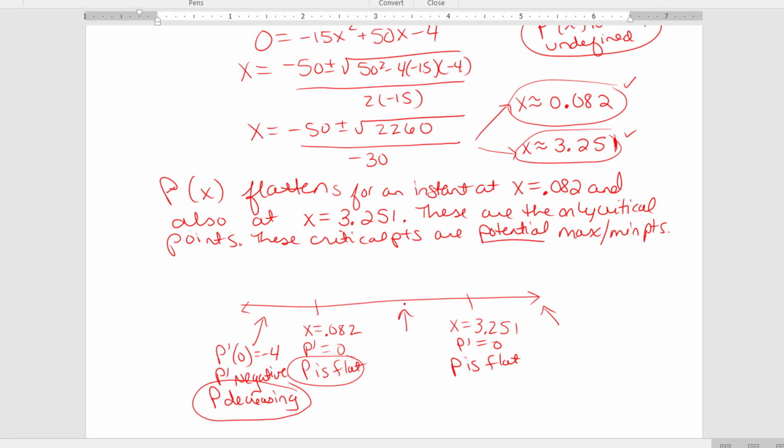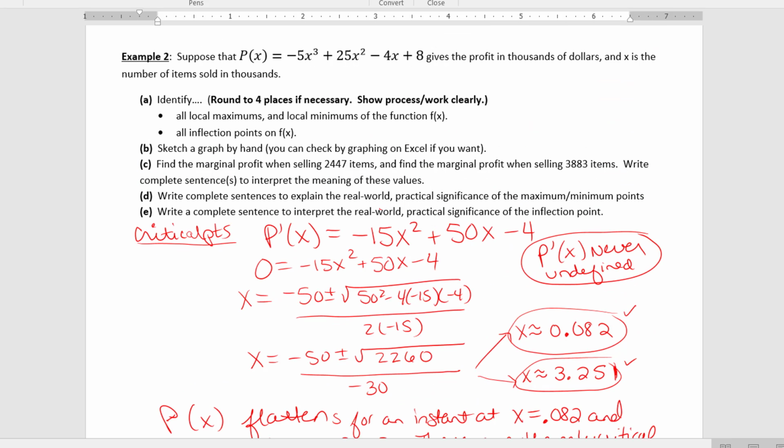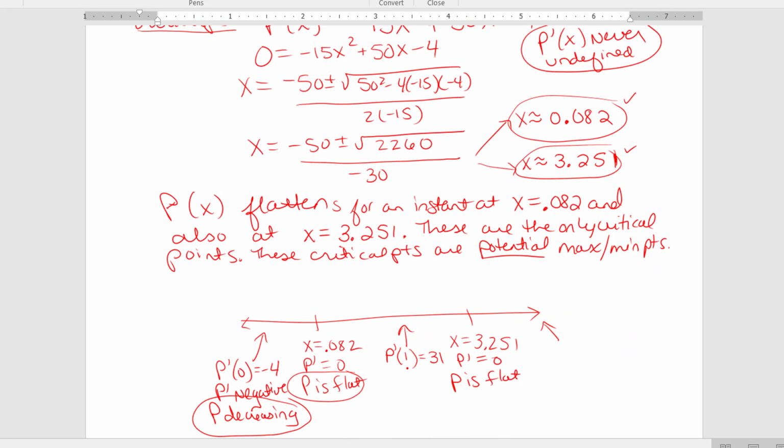On the interval between the critical points, I'm going to pick an x value. I'm just going to pick x equals 1. Plug x equals 1 into the derivative. P prime of 1 is 31. I don't care that it's a value of 31. What I care about is that it is positive. P prime is positive on this entire interval between the two critical points. That tells me p is increasing on the entire interval between the two critical points.